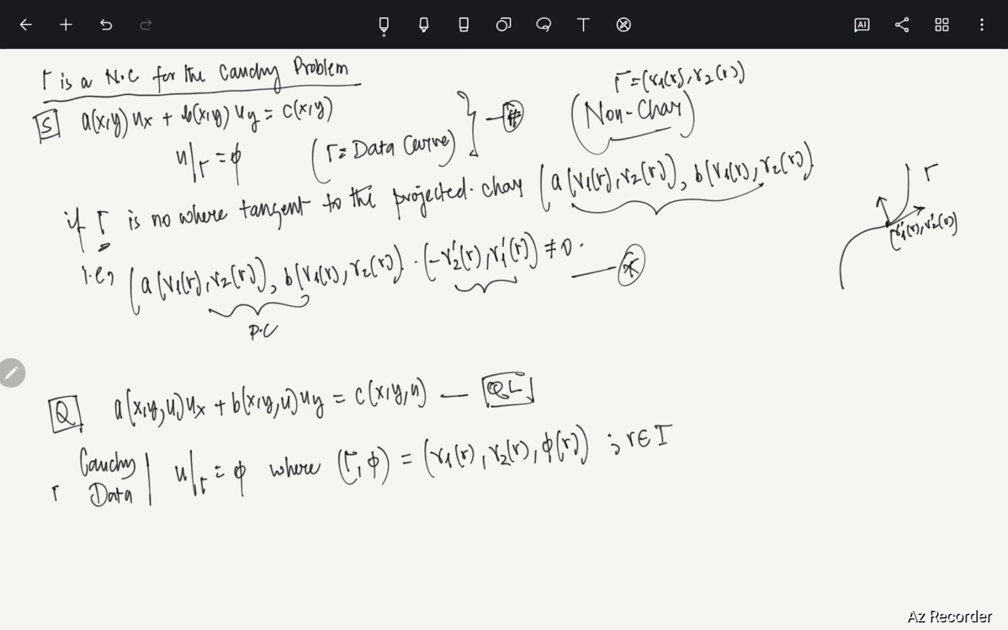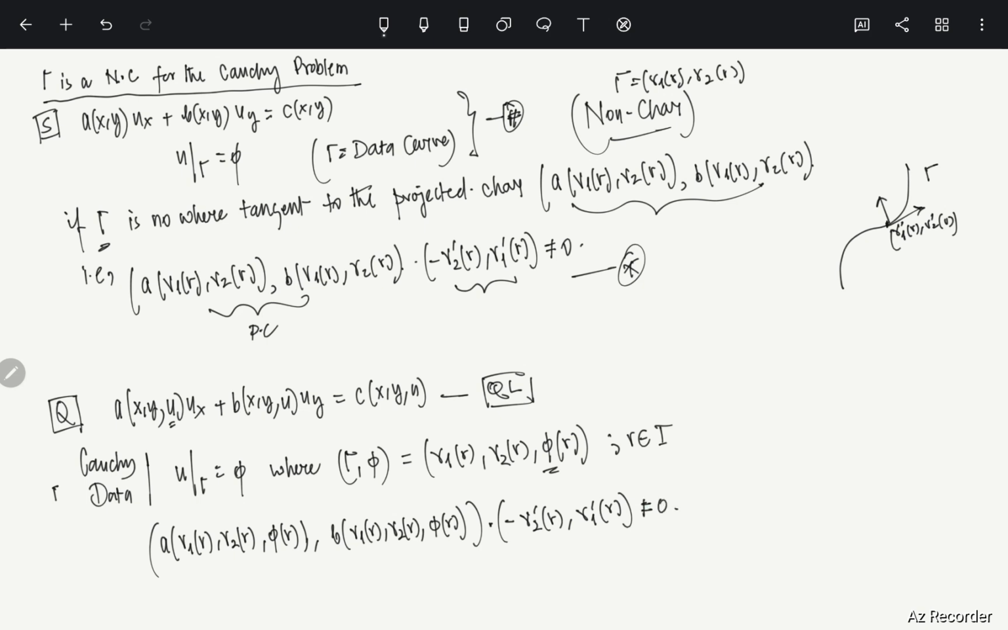Okay, the parameterization. We want to write down this particular star, and in this case star will look like this: a of gamma 1 of r, gamma 2 of r, and phi of r, and similarly b of gamma 1 of r, gamma 2 of r, and phi of r, dotted with minus gamma 2 prime of r and gamma 1 prime of r. This should be non-zero.